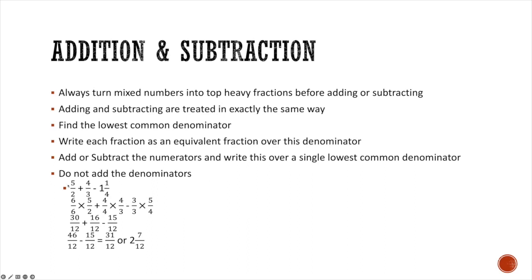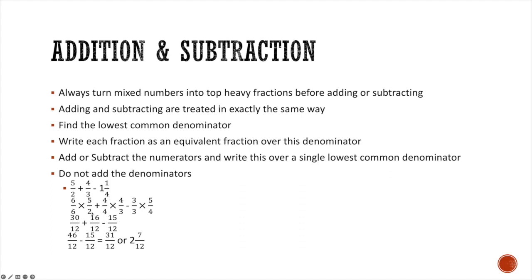See these fractions given. 5/2 plus 4/3 minus a mixed number. Whole number and fraction. First, write this one as an improper fraction. 4 times 1, 4 plus 1, 5/4. Then we have to find the common denominator. See, the denominators are different: 2, 3, 4. We have to find the common denominator. The common denominator of these 2, 3, and 4 is 12.